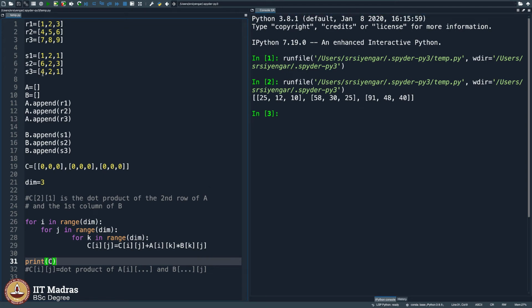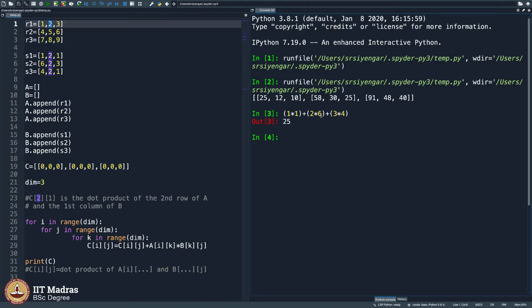Let me check this. First row with first column. 1 into 1. So let me just type that here and then see. 1 into 1 plus, anyway, operator precedence is always there. I did not put this, but still, let me put this. 1 into 1 plus 2 into 6, first row and first column. I think it's clear to you people. 2 into 6, first row of A and first column of B. What is the dot product? Plus 3 times 4. Let me check. It is 25, and I'm indeed getting 25 here.